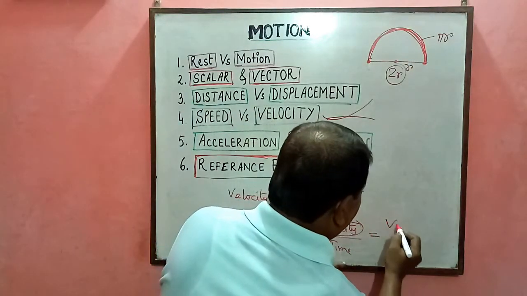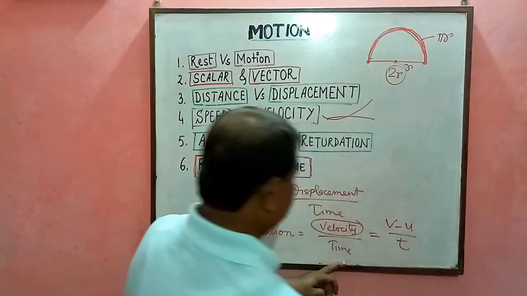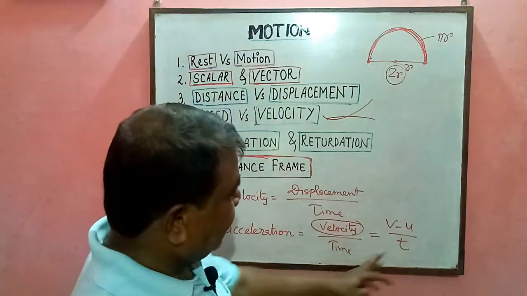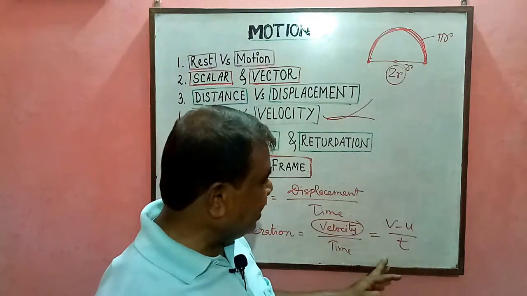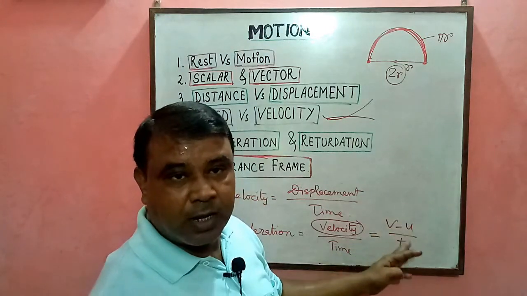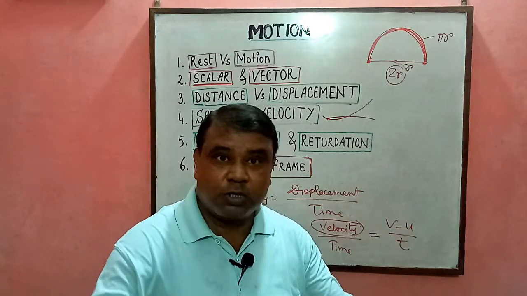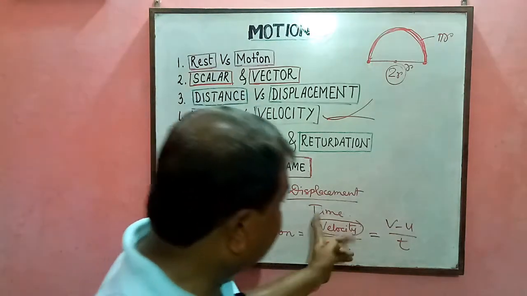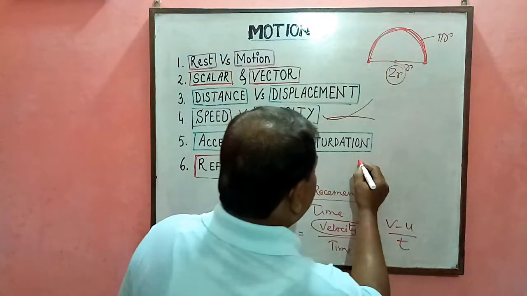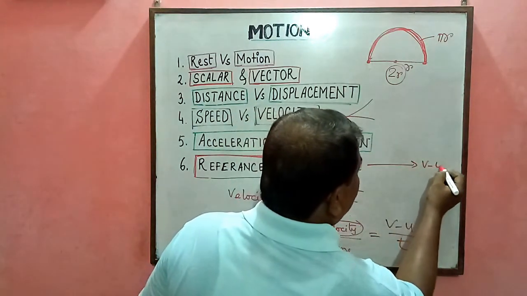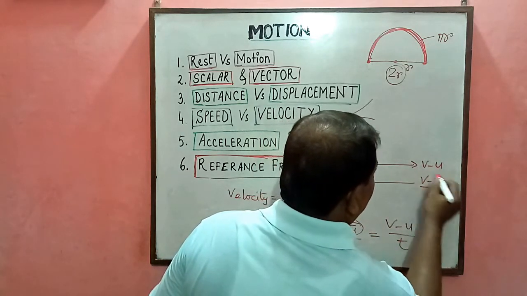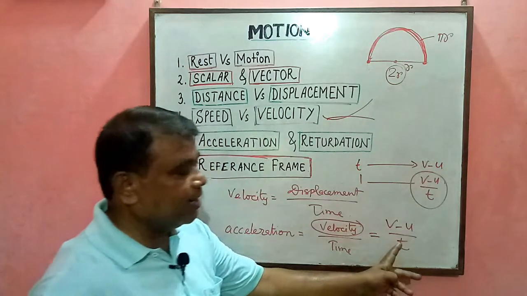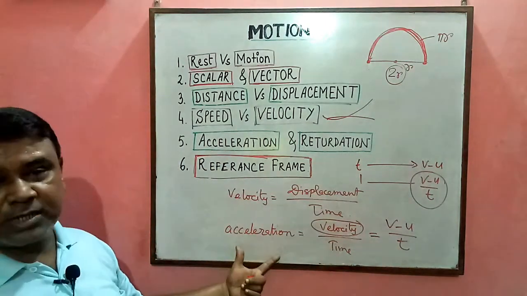This I may write as v minus u upon t. How? Initially the velocity was u. After t seconds the velocity changes to v. So the change of velocity is what? v minus u. In time t seconds, the change of velocity is v minus u. Per unit time, this is v minus u upon t. So the rate of change of velocity per unit time is called your acceleration.